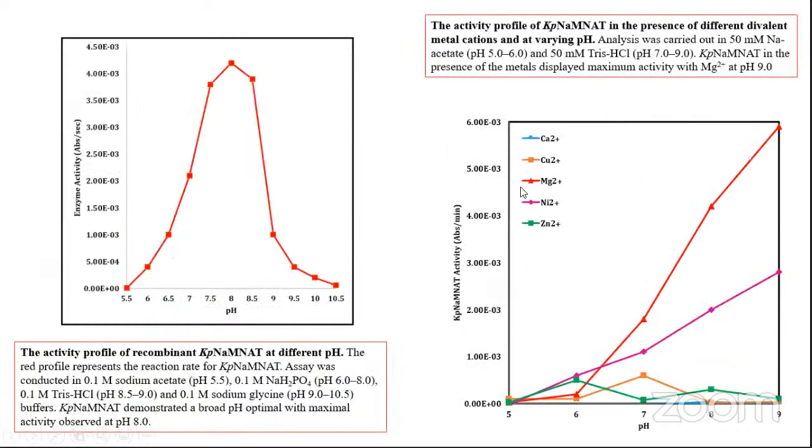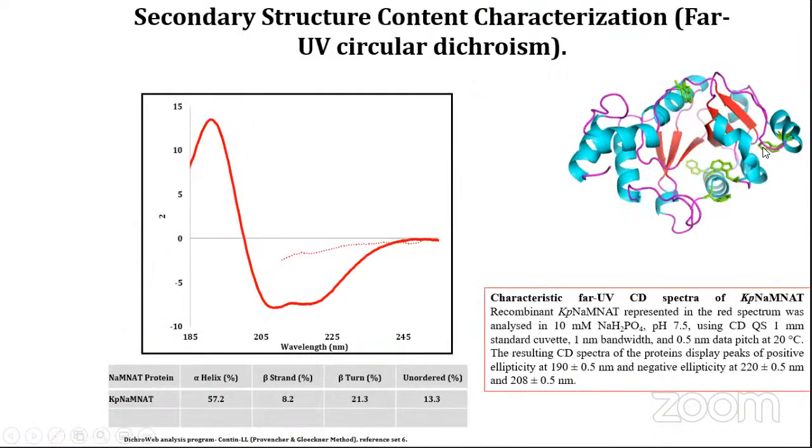So since the enzyme involves the use of divalent cations, further analysis was carried out to see if KP-NAMNAT is going to have a preference for other divalent metals outside the magnesium ion. And from the results we have here, it's obvious that KP-NAMNAT prefers magnesium ion compared to other metals, although it also showed good activity with nickel ion. However, it prefers magnesium ion.